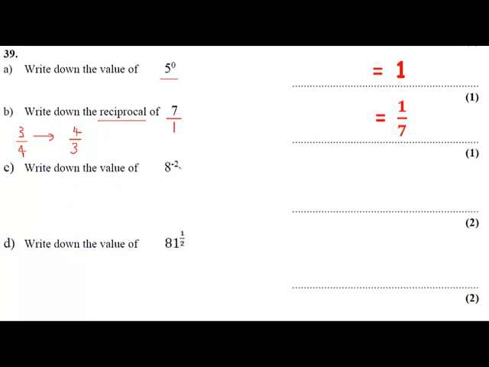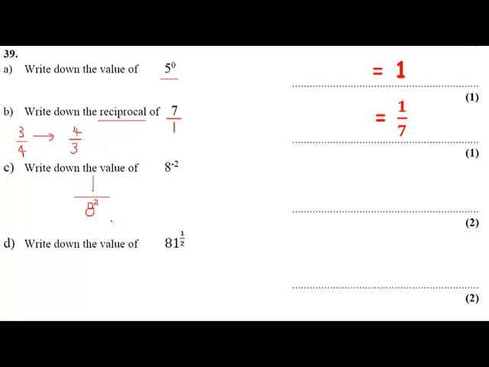Write down the value of 8 to the power of minus 2. This is part C. A minus power means I write 1 over that thing, the thing with the expression, but without the minus sign. So it's 1 over 8 squared. Okay, look at what I've done. We've done loads of these in class. The minus sign just means 1 over.